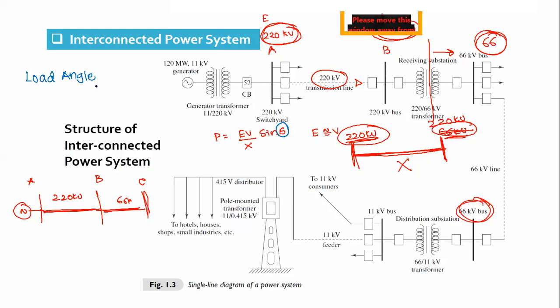If you remember the phasor diagram of short, medium, and long transmission lines, have you studied it in EPS2? Phasor diagrams of short, medium, and long transmission lines. So you must be knowing this. It is because of the load angle delta. Although the voltages of two ends of the line are equal, the power flows because of the angle delta, the load angle delta between these two buses.